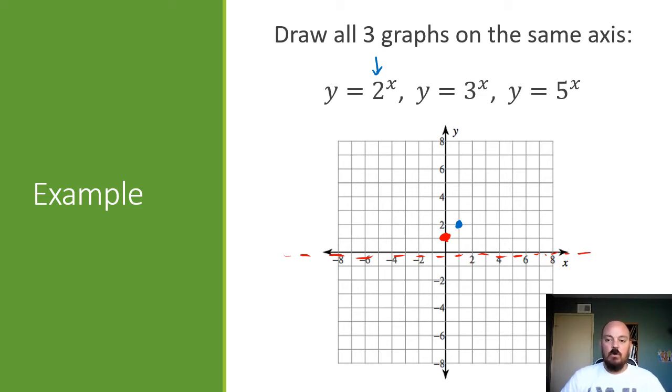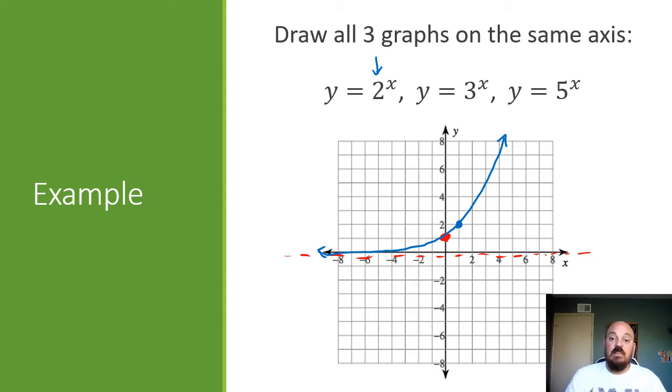Now those 2 points are all you need because we already know the shape of the graph is going to look like this. All you have to do is draw that curve starting at the asymptote, going through both of those points, and then curving up like that. So that would be an example of 2 to the x.